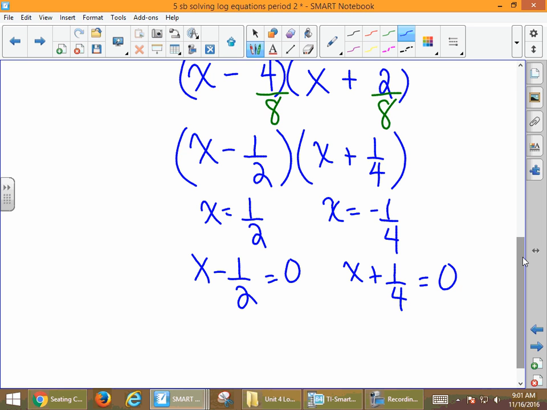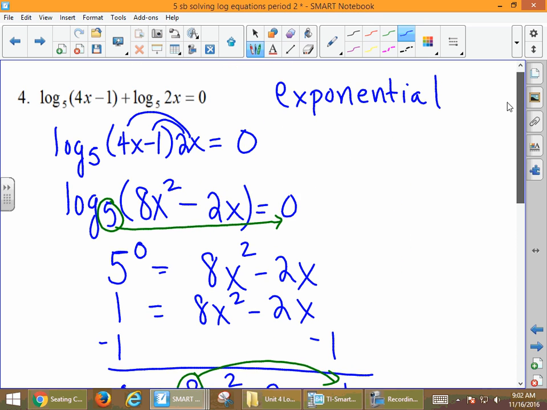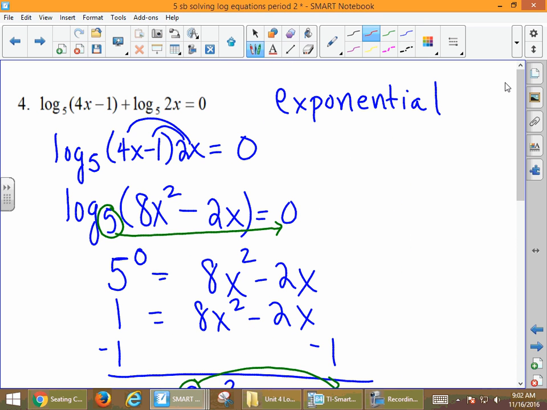And now what we need to do is go back and check for extraneous solutions. So we've got x equals 1/2. If we put 1/2 back into this equation at the 4x minus 1, that value has to be positive. Based on the domain of a function, that value has to be greater than 0. So 4 times a half is 2. 2 minus 1 is 1. Is 1 positive? Yes. And over here, 2 times 1/2 is 1. Is 1 positive? Yes.